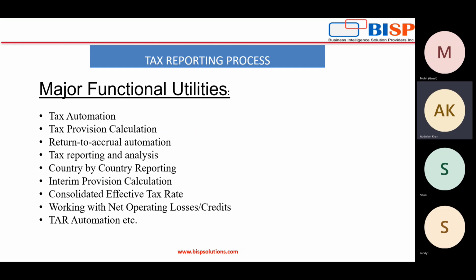Then we also have the net operating losses and credits automation process, whereby in case there are any losses, we can automate the process of carrying forward or deferring or utilizing the losses or the credits which are available for a particular legal entity through TRCS.